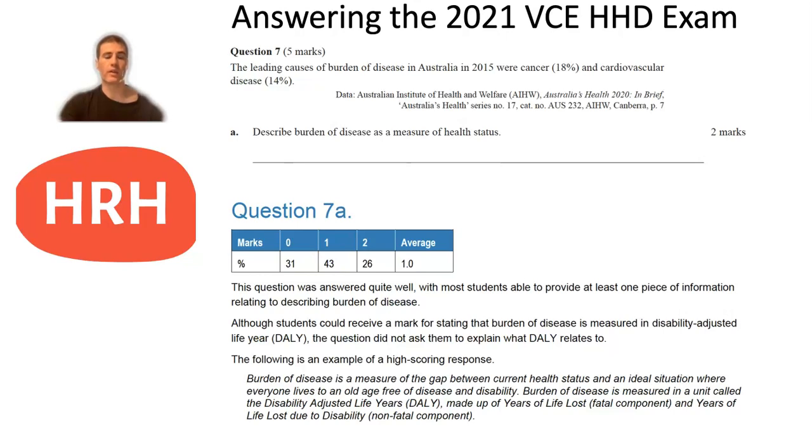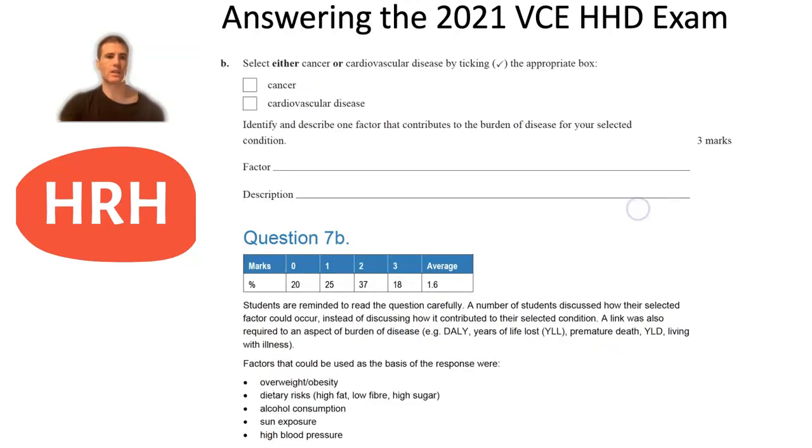And so the example of the high scoring response mentioned that burden of disease is a measure of the gap between the current health status and ideal situation where everyone lives to an old age free of disease and disability. Then it's measured in a unit called DALY, which is made up of YLLs and YLDs. Something along those lines would have gotten you the 2 marks for that particular question.